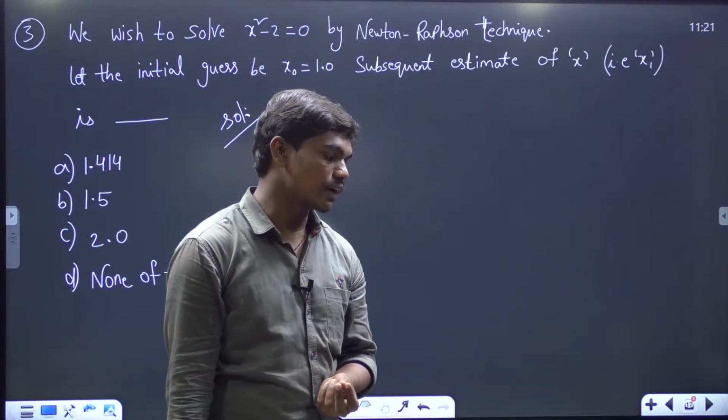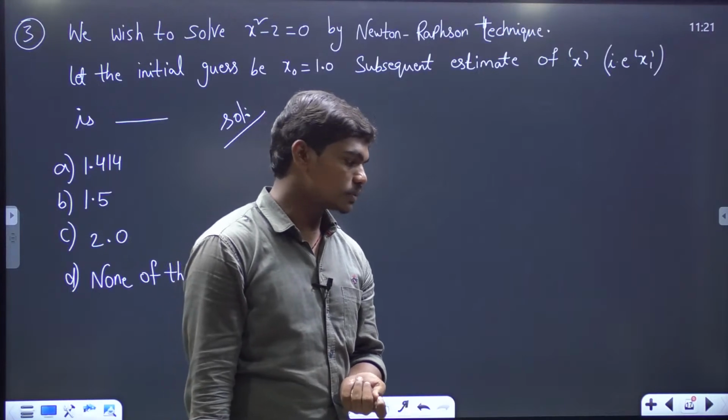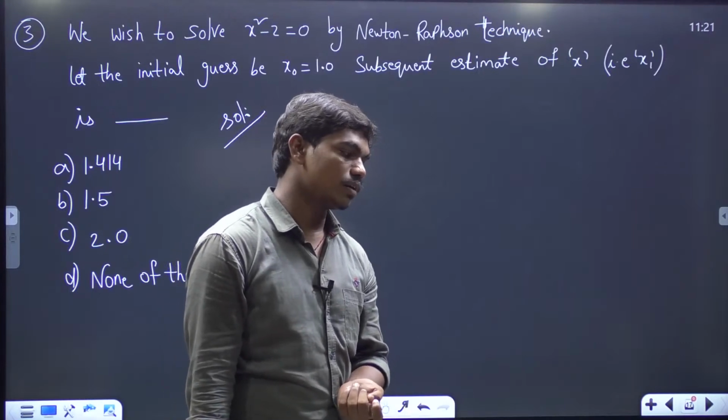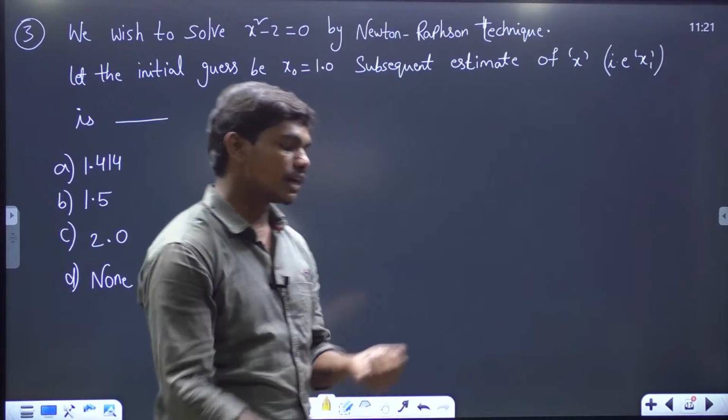B is the answer, 1.5. Option D, none of the above. But many of you are telling B. Okay, so let me show you.